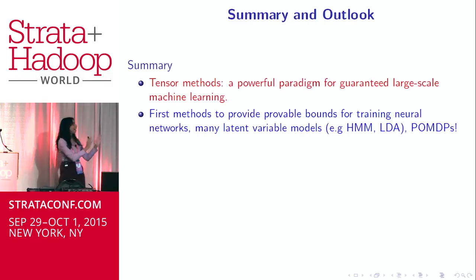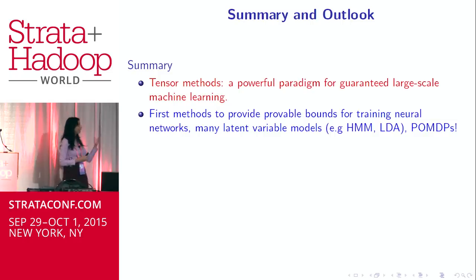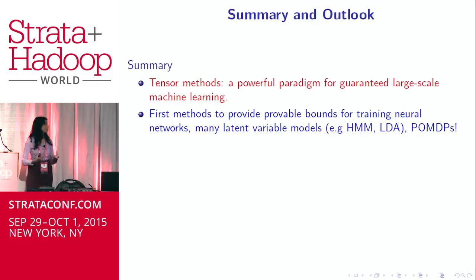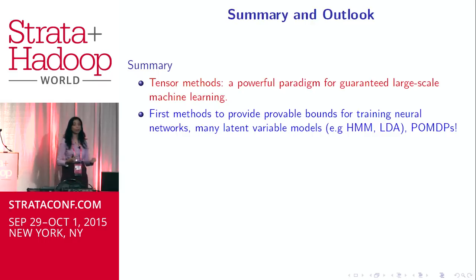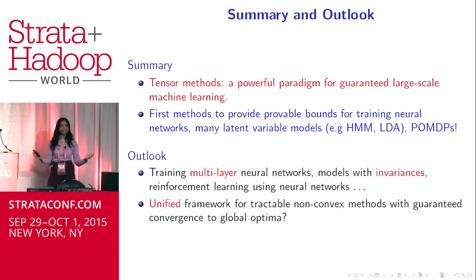So to conclude, we see tensor methods as a new paradigm for training in a number of challenging scenarios. This involves neural networks, unsupervised learning of a range of latent variable models, reinforcement learning, and so on. And so this really gives us a way to handle non-convex optimization and still be able to give theoretical bounds on getting good solutions. At the same time, these are embarrassingly parallel operations. They can be scaled up on Spark as well as GPUs and other parallelized hardware systems. And I think there are a number of exciting problems in this area, in being able to come up with a unified framework for tractable non-convex optimization.